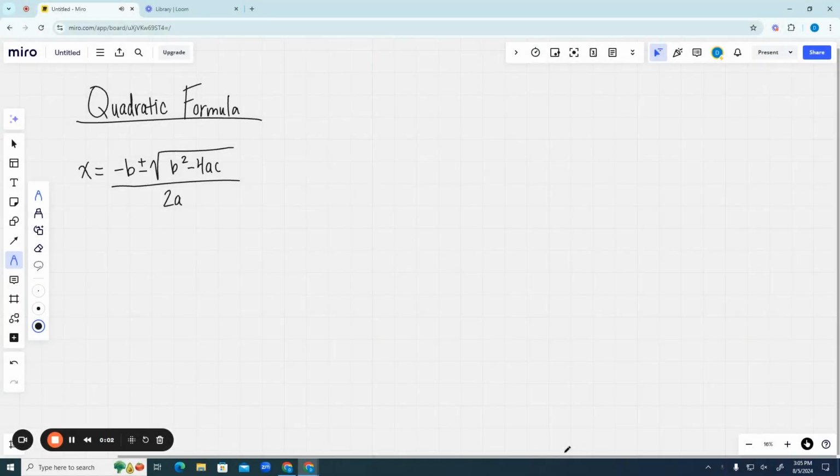Hello, today we are going to go over using the quadratic formula, which may come up when you are trying to factor a problem that does not factor. So this is the method that we use.